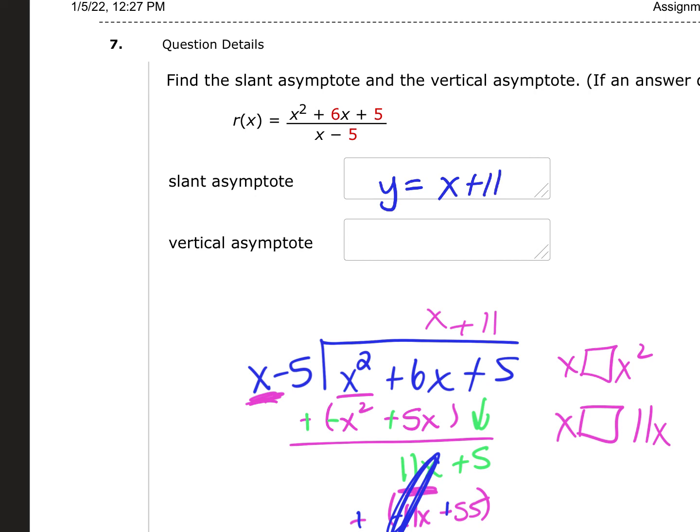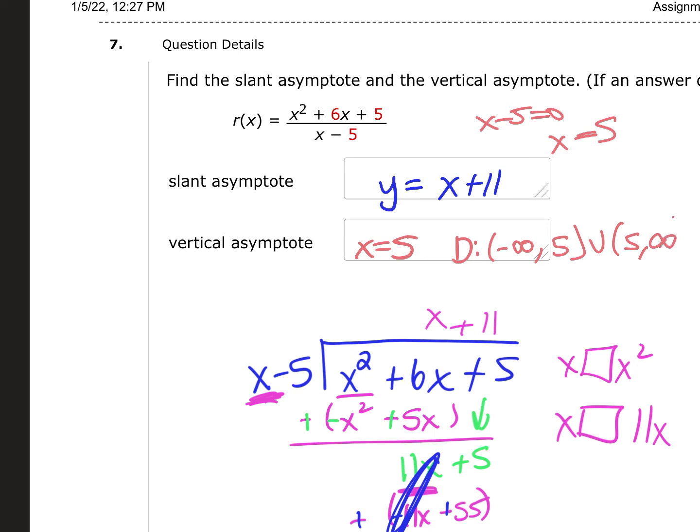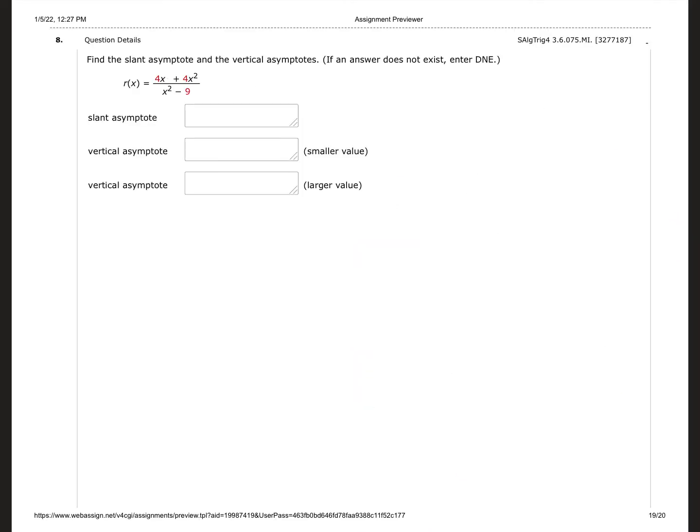How do you find vertical? Denominator equal to 0. So x minus 5 equals 0. So I have a vertical asymptote at x equals 5. What is my domain based upon that vertical asymptote? Negative infinity to 5. Perfect. Union, 5 to infinity. Good. All right, guys, don't get fooled by this kind of a question.